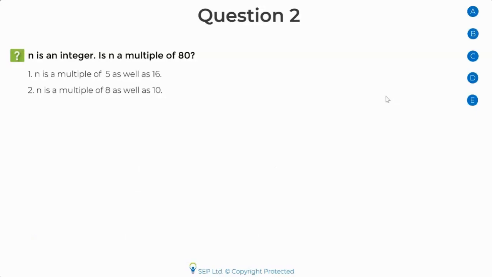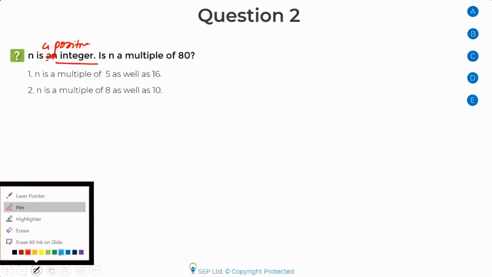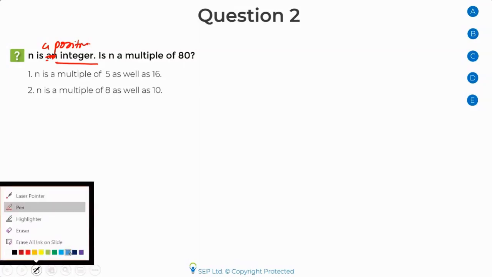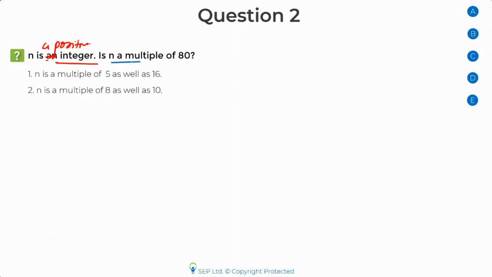So what I do is whenever I read a question like this, and I see it's an integer. Ideally, I would have mentioned if n is a positive integer. Let's do that. In GMAT, it would be written like this only. If n is a positive integer, is n a multiple of 80? Okay, and just one sec, guys. Let me use a different color. Yeah, I think this is fine. I need to find out, is n a multiple of 80?